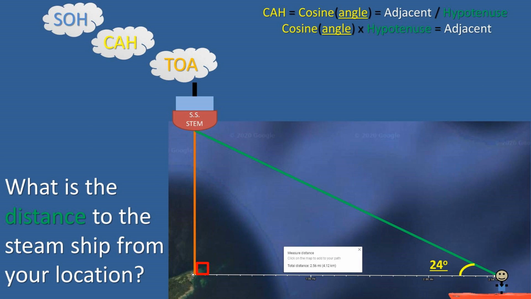Now we need to get what we are solving for, the hypotenuse, to one side. To do so, we must first multiply both sides by the hypotenuse. Then we need to divide both sides by the cosine of the angle.